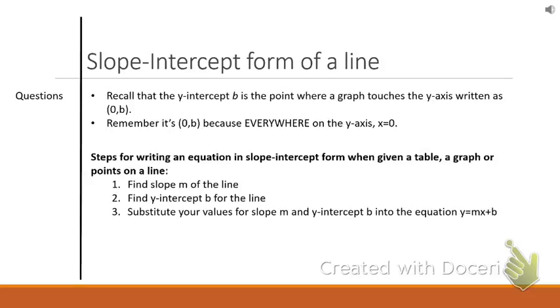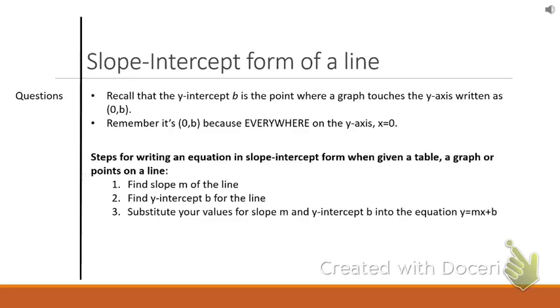Before we get started, I want you to remember two things. The y-intercept is letter b, and since it's letter b, it can still be written as the point (0, b), even though we know b is the same as y. Also, know the reason why it's (0, b). The reason is because everywhere on the y-axis, x is equal to 0.